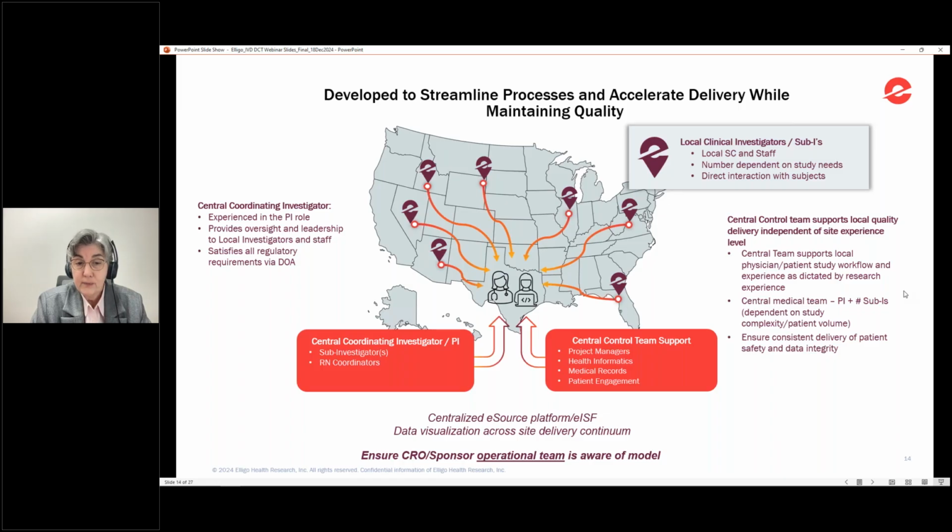Another lesson learned that we've had is when you are discussing with sponsor operationalizing a study in this manner, we want to really ensure that if there's a CRO involved, that there's a communication to the operational teams at the CRO of the difference in the model. So if they're scheduling monitoring visits and it's a hybrid study with local investigators, it's important to include that central PI, central teams in those as well.